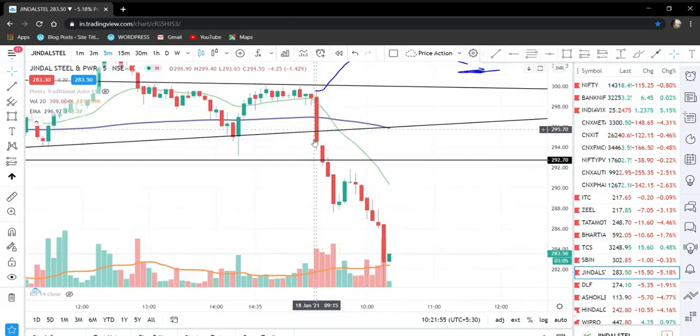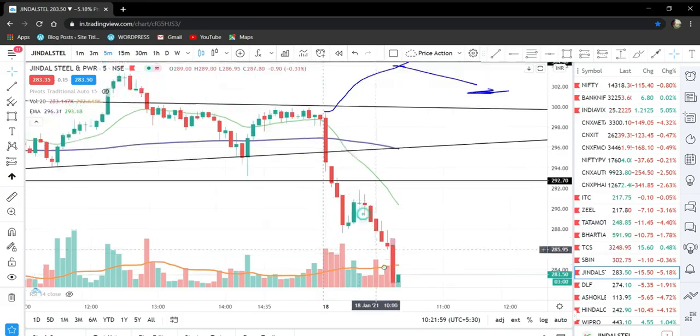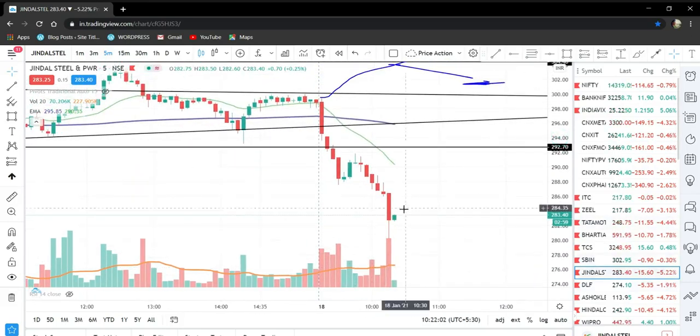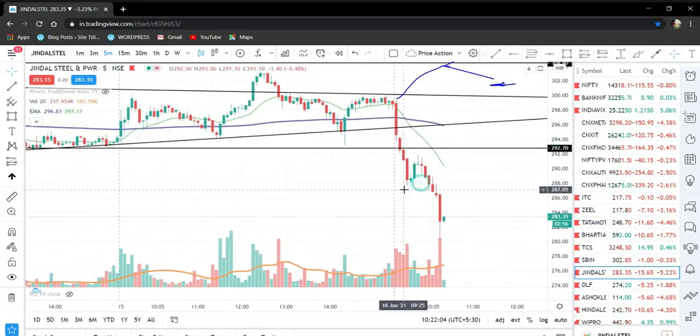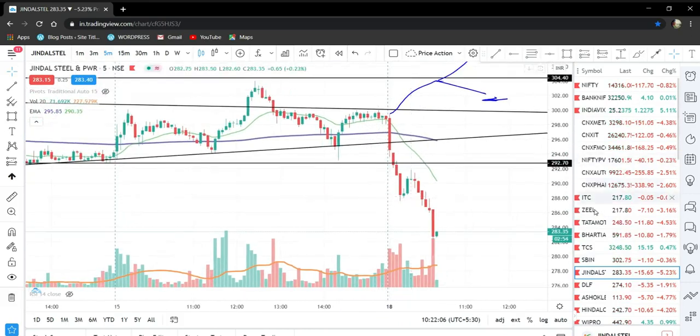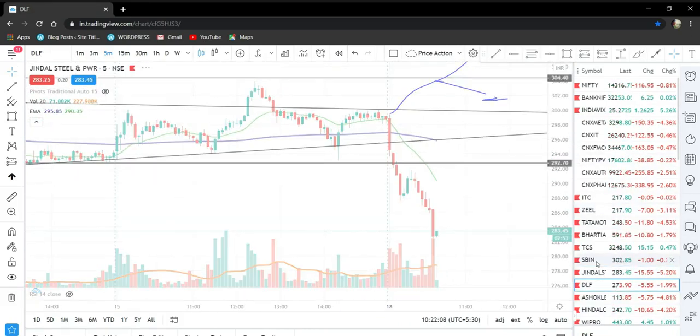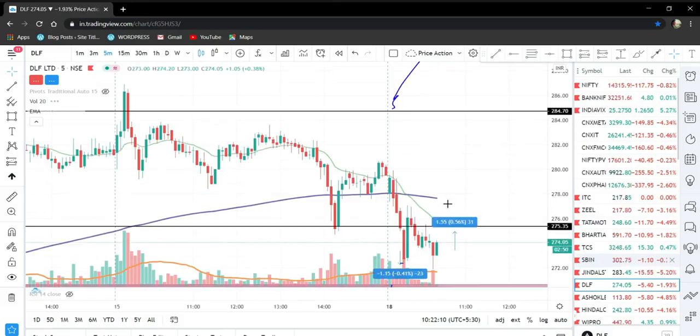So you can see that the stock did a good fall. It gave a little retest, and it's back down. So the stock is down 5%. So this would have been a really profitable trade, but I'm happy with the Zee Entertainment trade. So this was also a good analysis on my part.